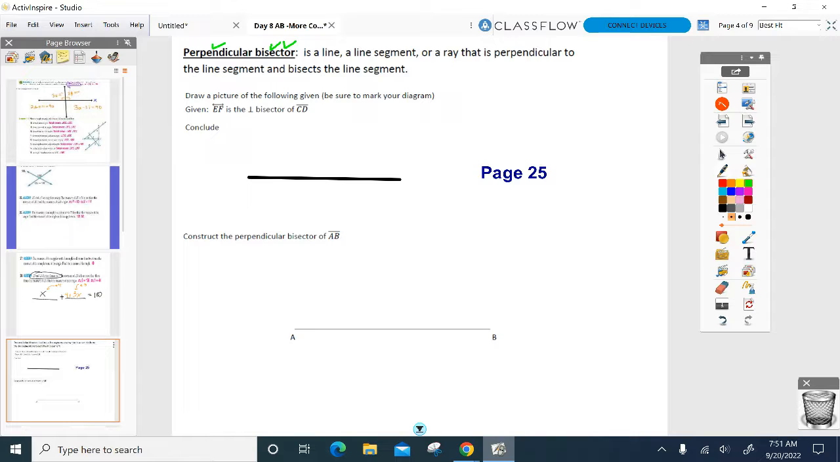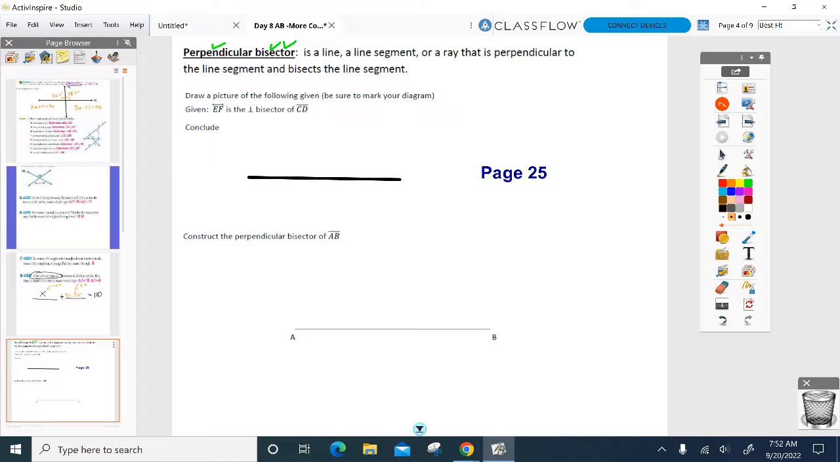Here's my given. We're going to draw. Put your compass off to the side. Draw: EF is the perpendicular bisector of CD. What is being cut in half? Read the given. EF is the perpendicular bisector of CD. What's being cut in half? Charlie? CD. Everyone draw line segment CD for me. I don't need the compass yet. So just draw me a line segment CD.